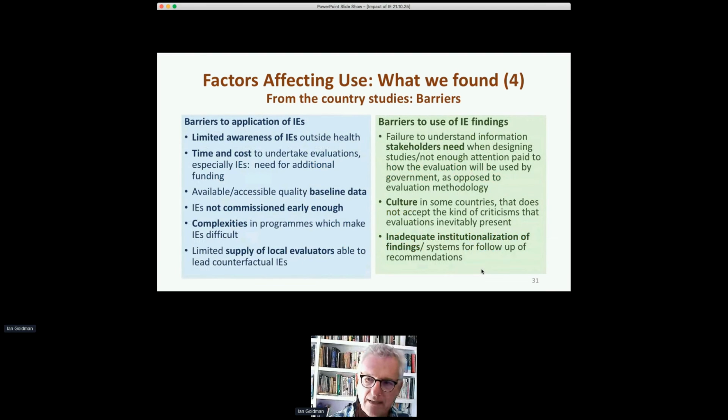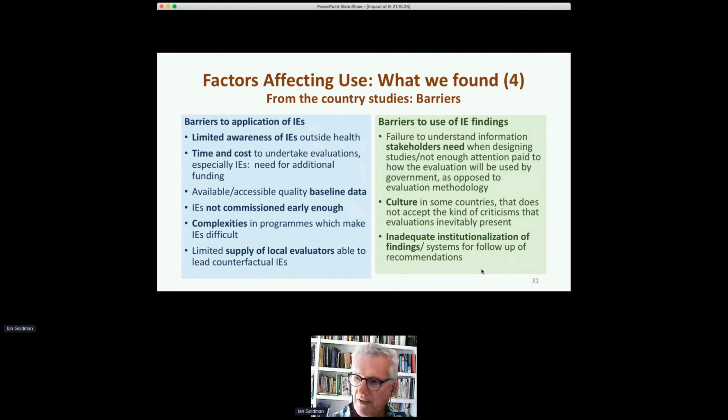In terms of barriers, the limited awareness of IEs outside the health sector, the time and cost, the availability of baseline data, impact evaluations not being commissioned early enough, the complexities in programs, which means that IEs, which are often based on quite simple treatments, makes this difficult. Some limit to the supply of local evaluators, although recent work by the Africa Centre for Evidence has found that there did seem to be quite a good supply, at least in Africa.